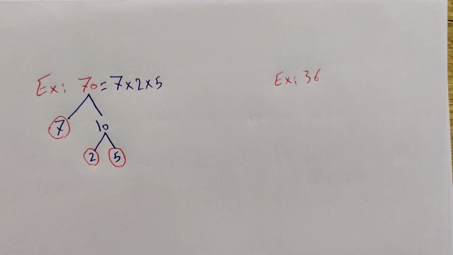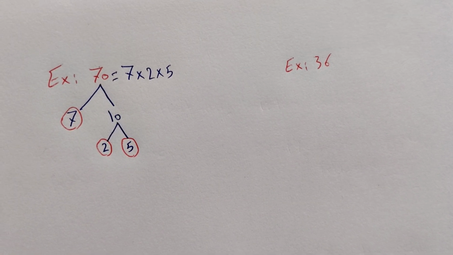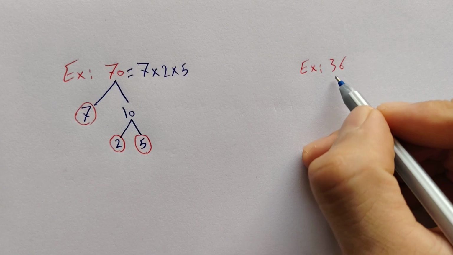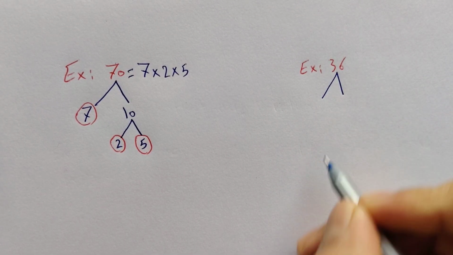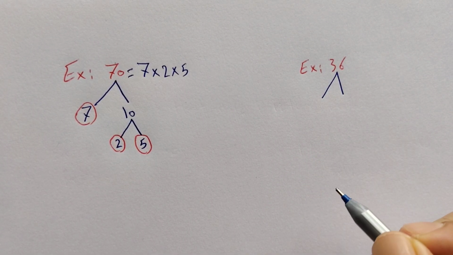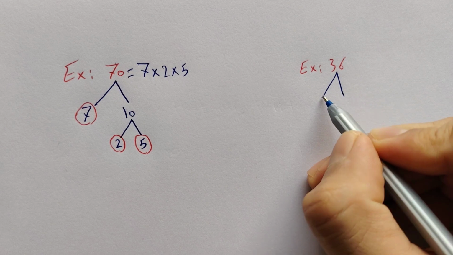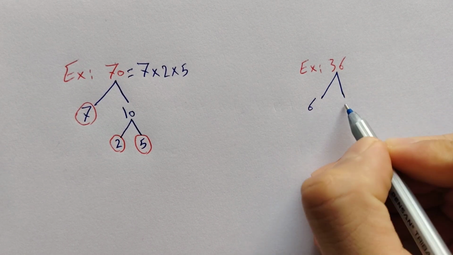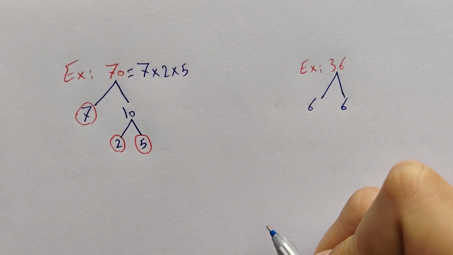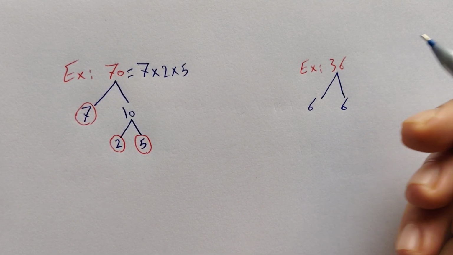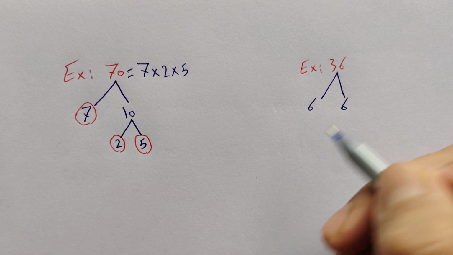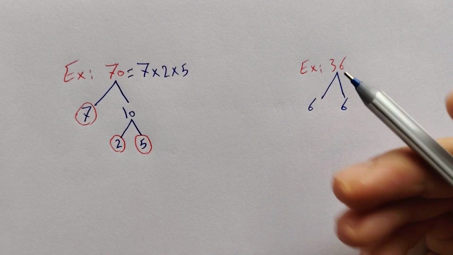Okay, I want you to pause the video and try to do the last one yourself, because I'm gonna do it in 3, 2, 1. Now 36, same thing, we want to write 36 as a product of prime factors, so we have to find prime factors here. Now the easiest one is 6 times 6. Okay, you can also do 2 times 18 or 4 times 9, but I'm gonna do 6 times 6 because the final result will be the same.